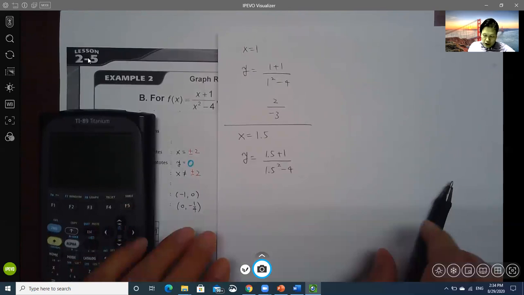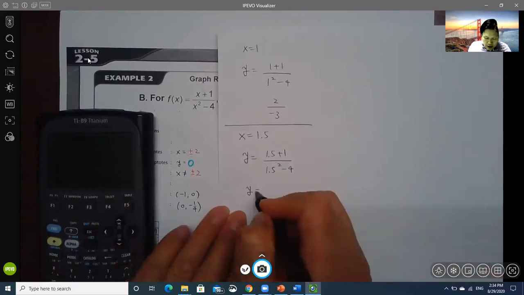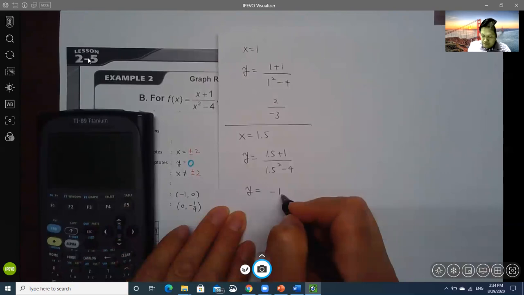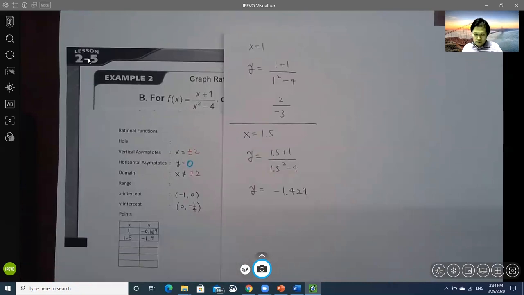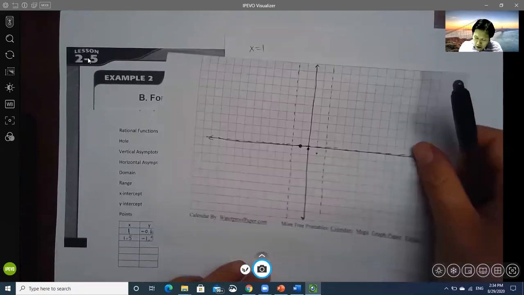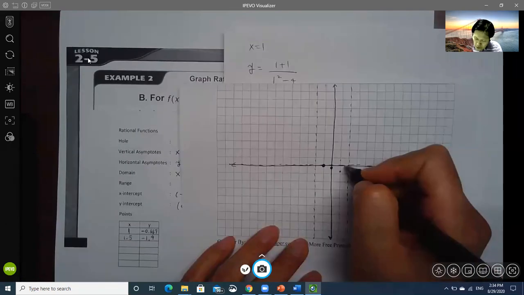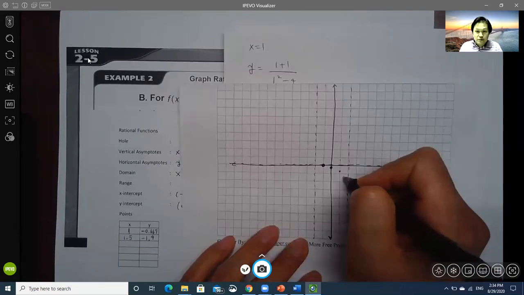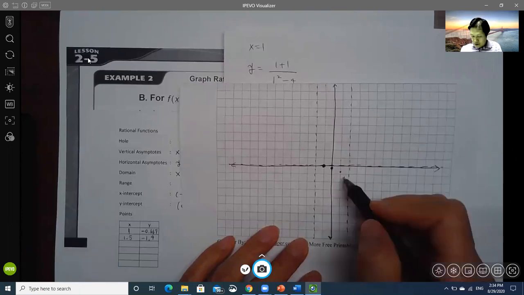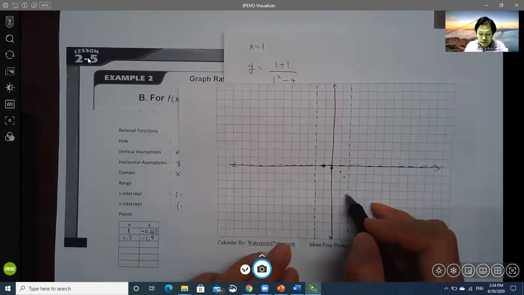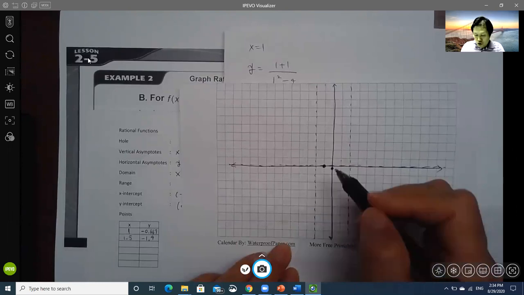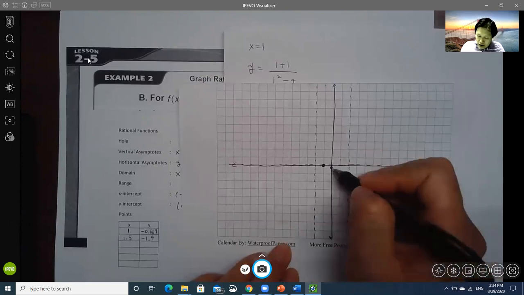Okay, if you calculate this, I got minus 1.429. So at 1.5, I got minus 1.4, I would say. That's pretty clear to me. It's kind of going down like that. So what does that mean? If you get like 1.9, you will probably get a much lower value. I just want to make sure: is it turning around or is it going up?